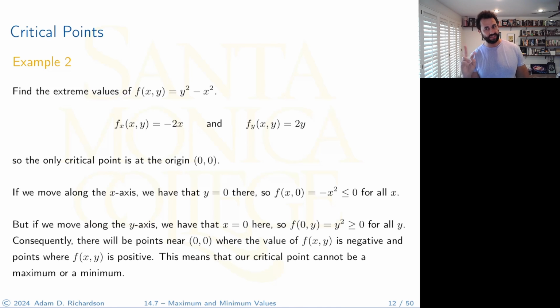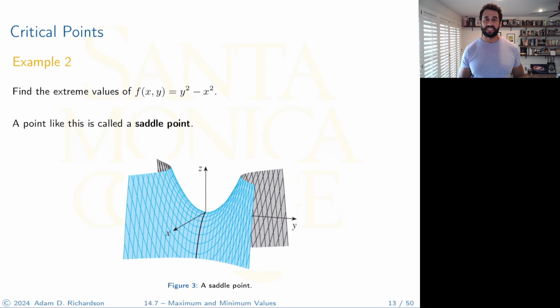But conversely, if you move along the y-axis, you get the opposite result. So if you move along the y-axis, you get y squared, and that's always going to be positive or 0 for all y. So as a consequence, there are going to be points near 0, 0 where this value is negative and points where this value is positive. So when you're near the origin, you're getting both positive and negative values. So that means that this critical point can't be a maximum and it can't be a minimum. It is a critical point, but this is actually what we call a saddle point.